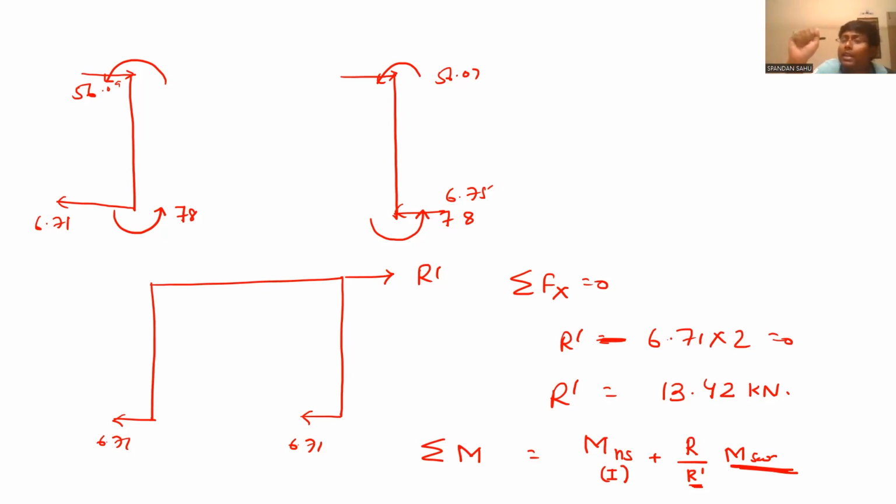But what is your actual reaction? 15 kilonewton. So you have to multiply with 15. So M sway by R dash is due to 1 kilonewton or 1 unit reaction. But what is your reaction? It is 15. So you have to multiply with 15 to get the original moments, what is actually happening in the structure. So these two upon addition will give you the overall moment acting on the frame.